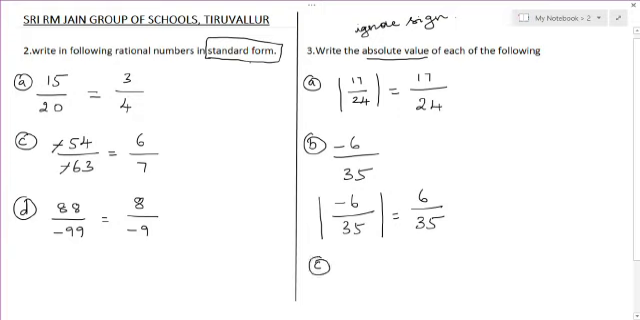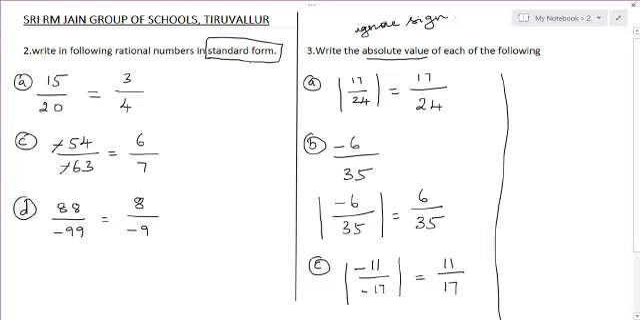Your next sum is minus 11 divided by minus 17. So when you remove this out of modulus, it is 11 by 17. Let me do one more sum. Your D sum is 0. So modulus of 0 is 0. So let me tell you once again.